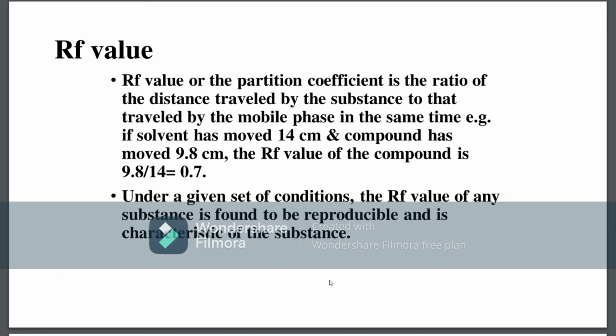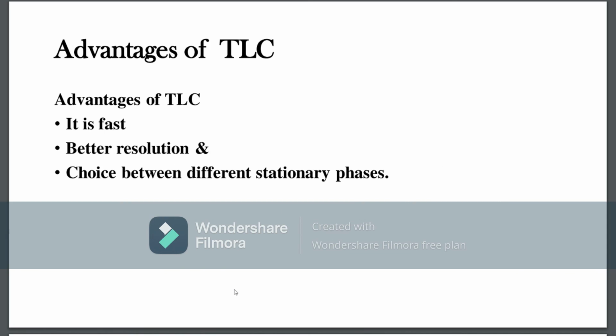For example, if the solvent has moved 14 centimeter and the compound has moved 9.8 centimeter, this is an example of how you calculate the Rf value. So the Rf value of the compound is 0.7. Under a given set of conditions, the Rf value of any substance is found to be reproducible and is characteristic of the substance.